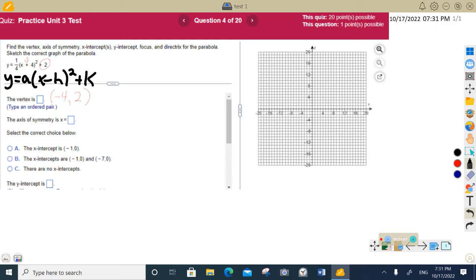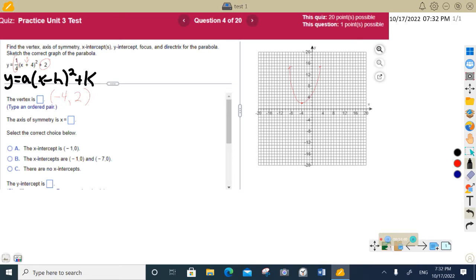Now, let's talk about a rough sketch of this. If we plot negative 4, 2, left 4 up 2, we would be about right here. All right? The parabola we should know is opening up because it has a leading coefficient that's positive. So our parabola, this is an extremely rough sketch, is looking a little something like that. Okay? That's really bad.